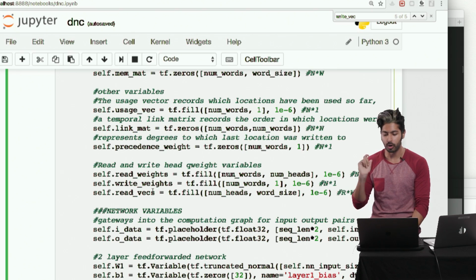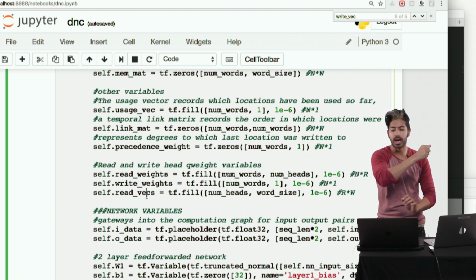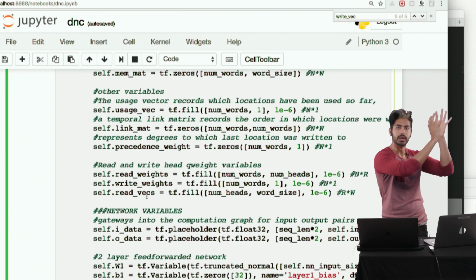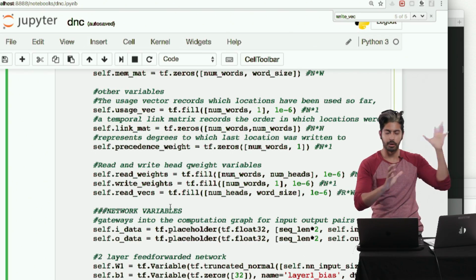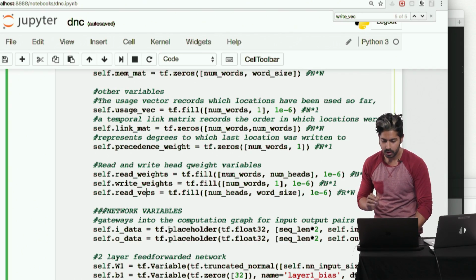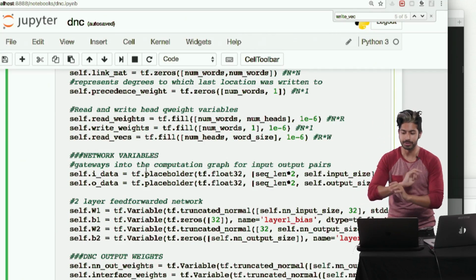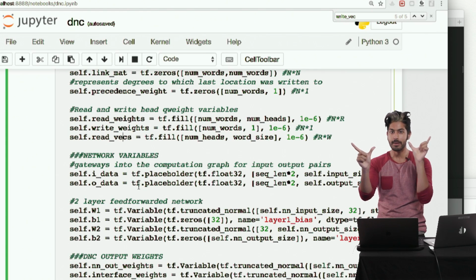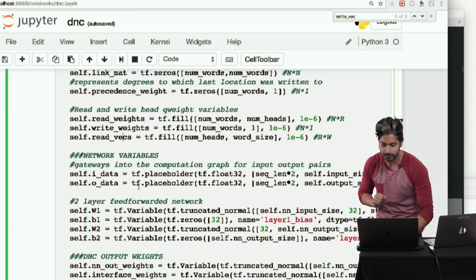So we have our read weights, our write weights, and then our read vectors, which use the read weights. That's what we actually do the matrix multiplication with. We take our weights times our vectors, and that's how we get our output for the matrix. Then we've got our placeholders. These are our TensorFlow placeholders. We're going to feed in our input and output pair, those ones and zeros. We just feed them both in, learn the mapping, and then get the predicted output.